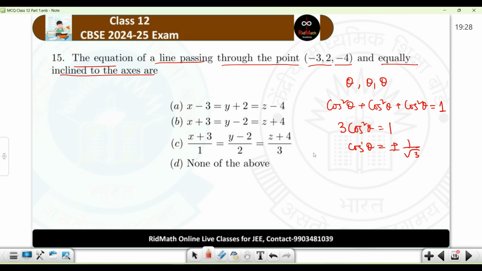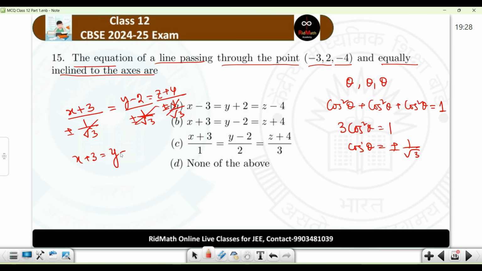And as the direction cosines and direction ratios are proportional, x minus (minus 3), that means x plus 3, equal to y minus 2, equal to z plus 4, each divided by the direction cosines plus minus 1 by root 3. So these get cancelled. That means the equation is x plus 3 equal to y minus 2 equal to z plus 4. Okay, so the second option is correct. Next problem.